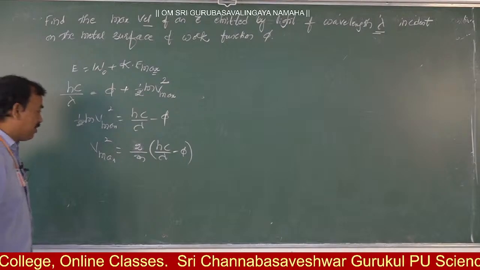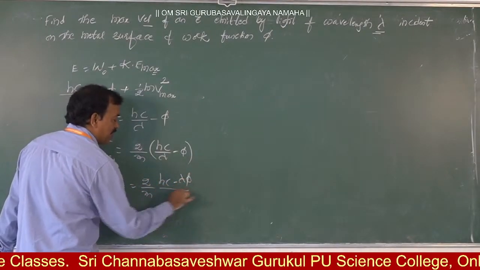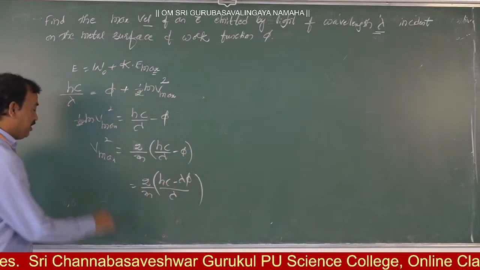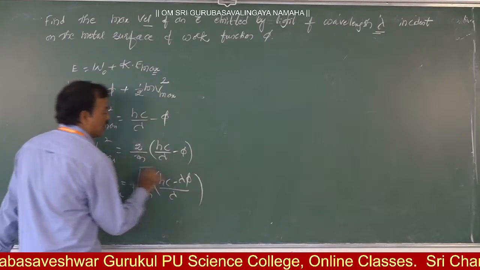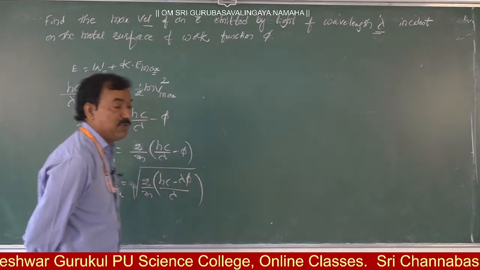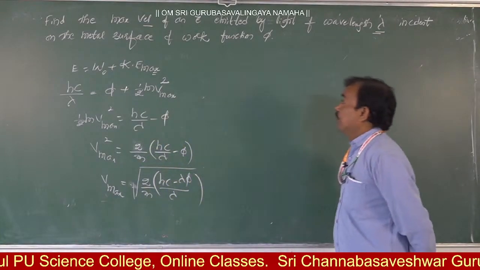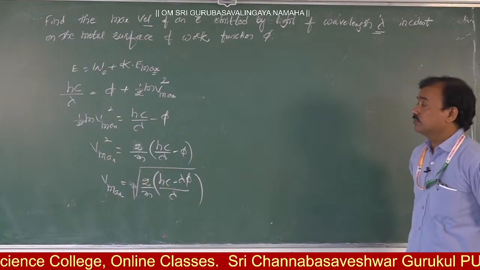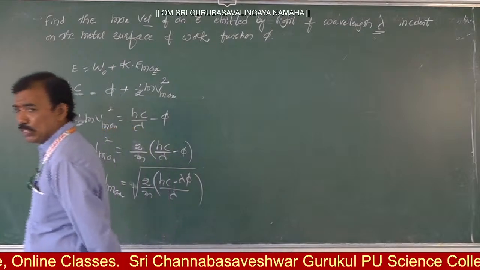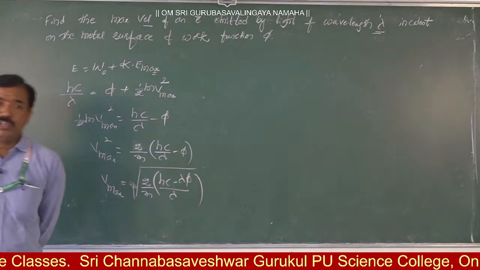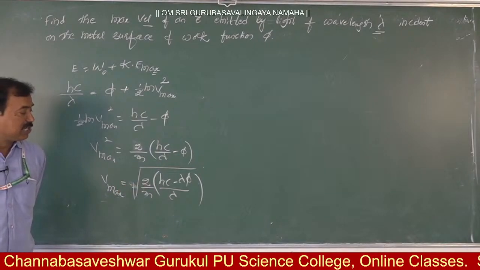Again, you can take the LCM also. So this is equal to 2 by m into (hc minus lambda phi) by lambda. So v maximum square, or v max, is equal to the square root of 2 by m into (hc minus lambda phi) by lambda. This is the maximum velocity of the photoelectrons when the work function phi is given.